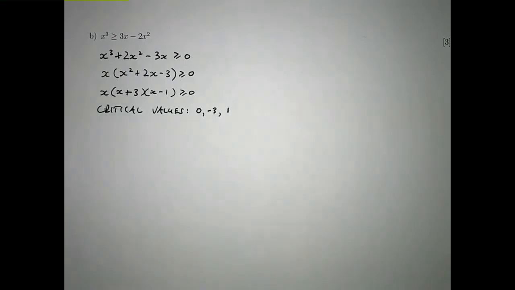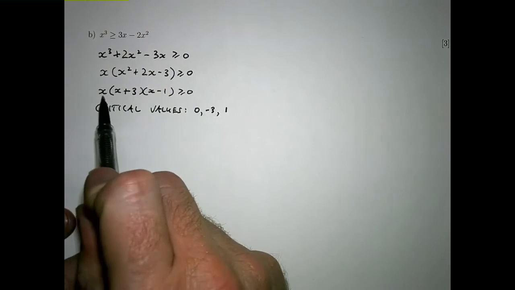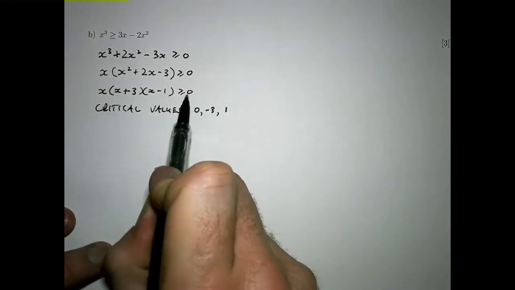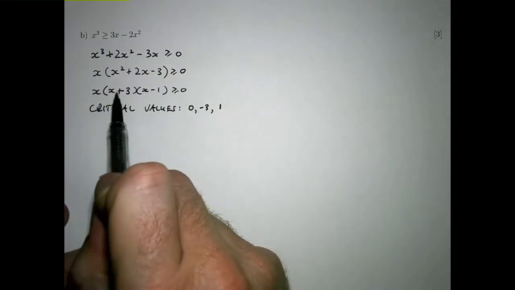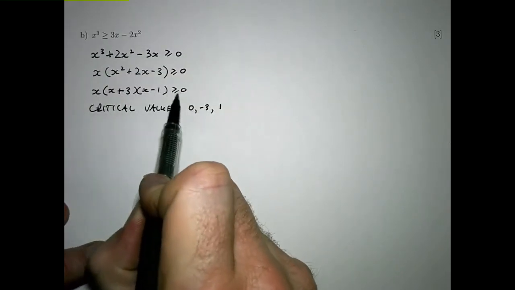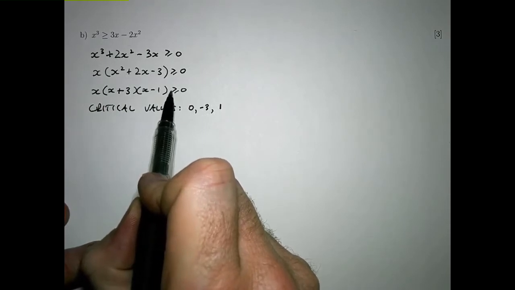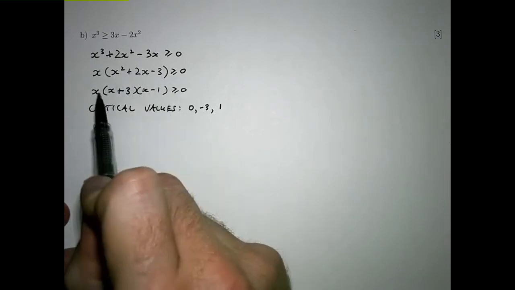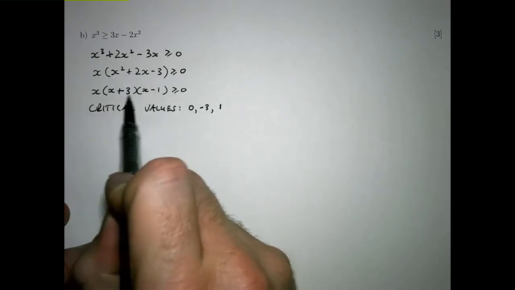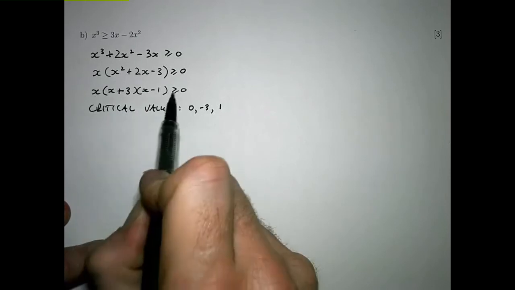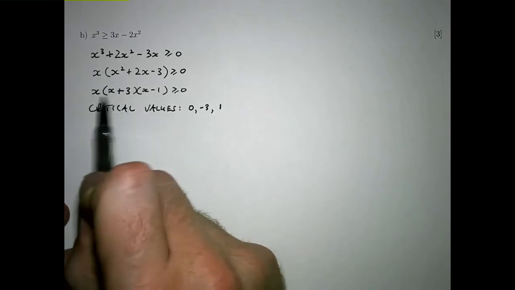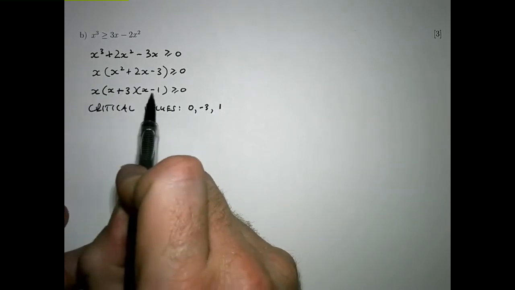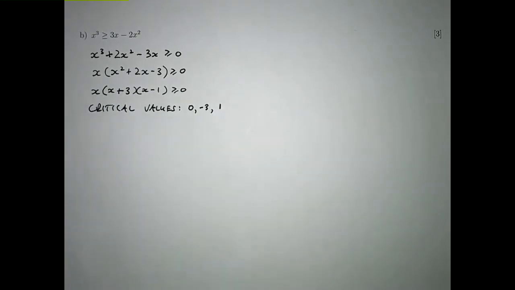Now, again, you can't divide this x away. This x is a critical value. So some of you divided the x away and just ended up with 2 critical values. There are 3 critical values here. There are 3 times where this expression, this function, will cross the x-axis. And what are they? Well, it's 0 when x is equal to 0. It's minus 3 because minus 3 plus 3 is 0. And of course, it's 1 over here.